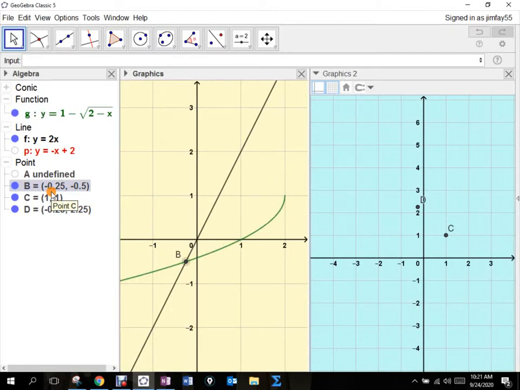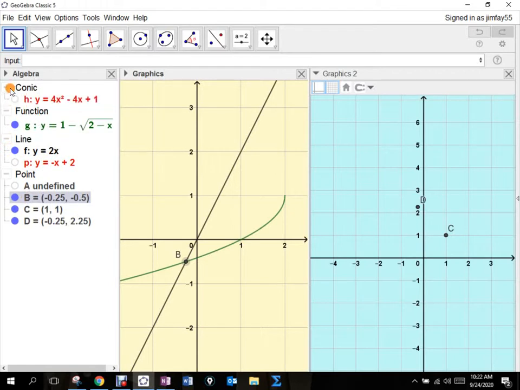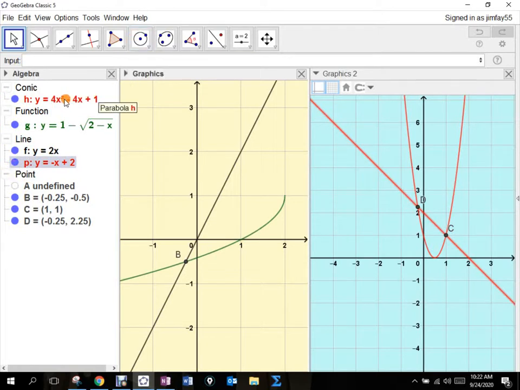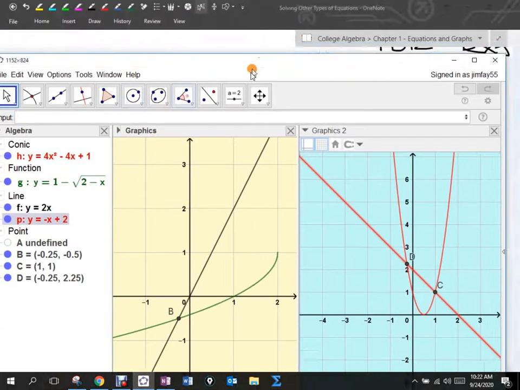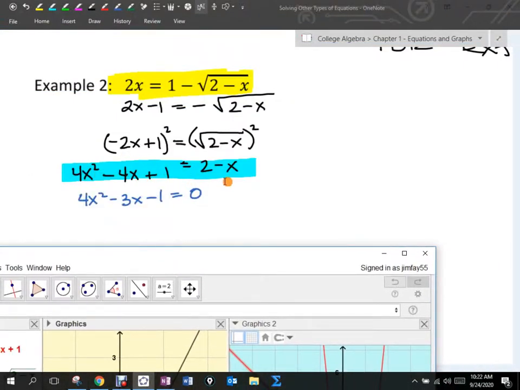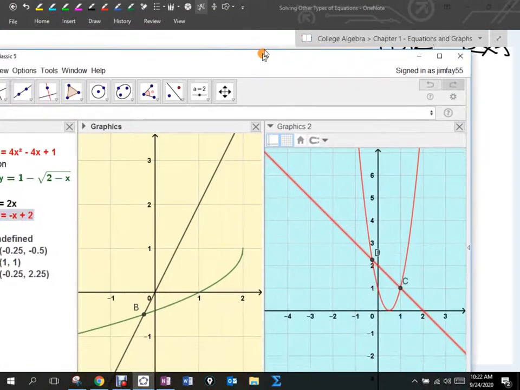When we square things and get rid of that radical, the right-hand side and the left-hand side actually transform into those two things. So the left-hand side we had 4x squared minus 4x plus 1, and the right-hand side we have -x plus 2, and that's this blue thing, right? That make sense?